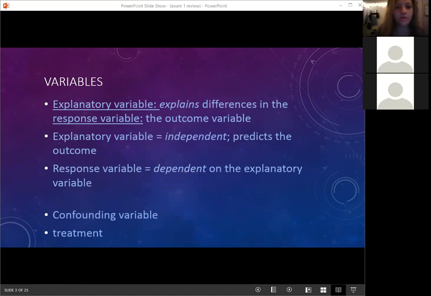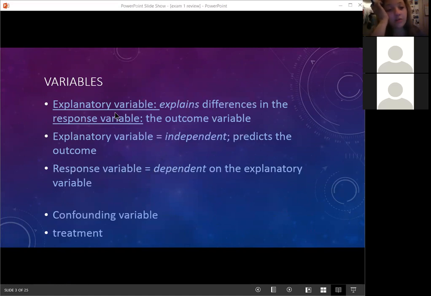So let's start by talking about the different types of variables that we talked about. We know that we have our explanatory variables and our response variables. Remember, our explanatory variables are going to be the ones that are explaining the difference. So they're explanatory, they explain the difference in your response variable. Your response variable is what you get. So basically, your explanatory variable is explaining that. It's saying, how did this response variable come to be? What is that difference?